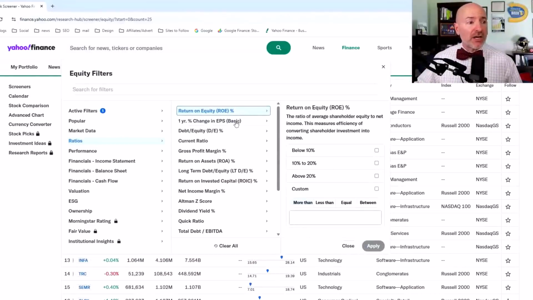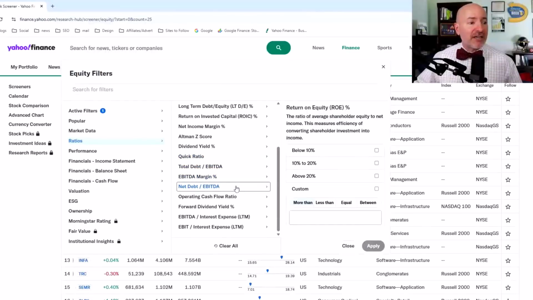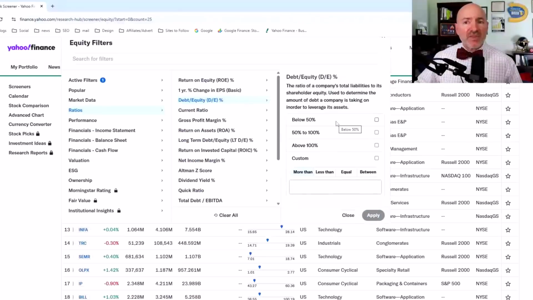Another one I usually look at here is the debt to equity. We've got a few of these: total debt to EBITDA, net debt to EBITDA. I usually stay with just the basic debt to equity ratio here. This is going to be an important one when you're looking at value stocks. We'll actually go through an example of applying all this, finding a value stock that isn't a value trap, later on. But you want to use this debt to equity.